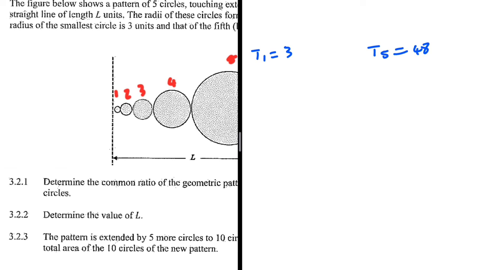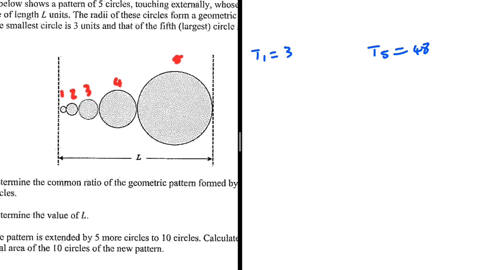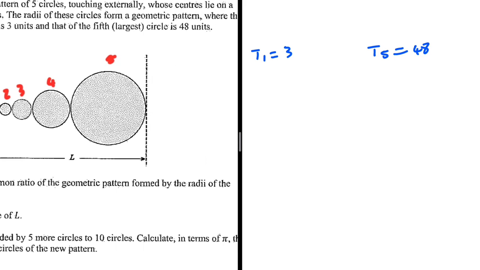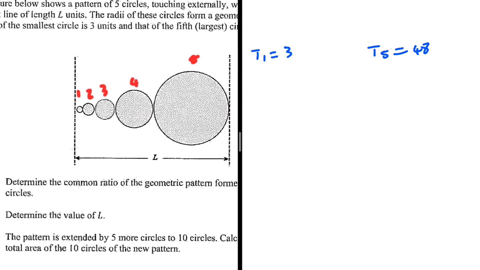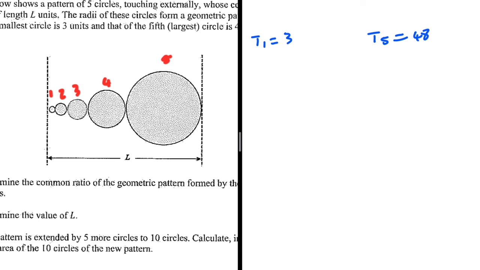And what are we looking for? We are looking for the common ratio of the geometric pattern formed by the radii of the circles. So r is equal to T2 divided by T1. But here we have T1 and T5, and that's not a problem. Let me show you why. We just need to stick to the basics.